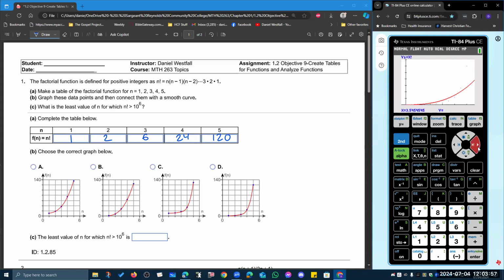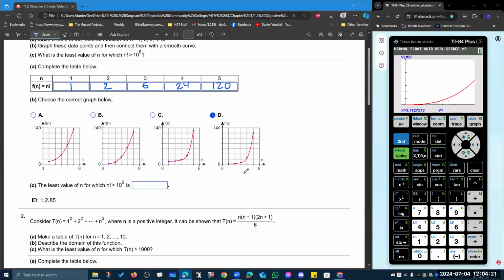So it looks like this one, I believe. All right, and it really shouldn't be connected. There is no such thing as a factorial function that is between integer values, so we shouldn't connect the dots on that, but they did on this.